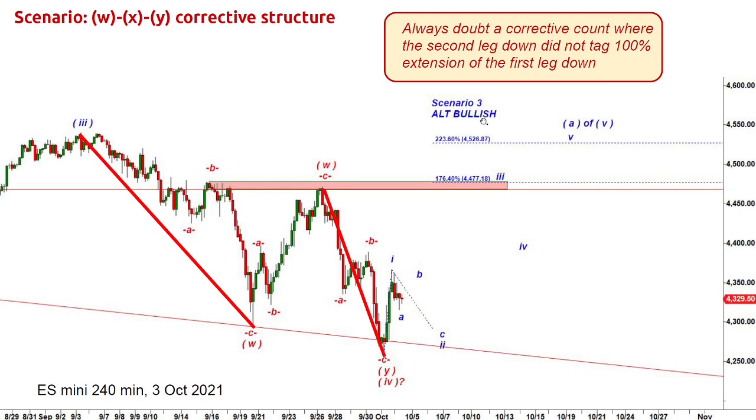And the conclusion from that case is that you should always doubt a corrective count where the second leg down did not take 100% extension of the first leg down. There will be cases when the second leg down would bottom at 76.4. It would be a shorty one. But in the majority of cases, the second leg down would be at least equal in size to the first leg down in wave A, or in that case in wave W.